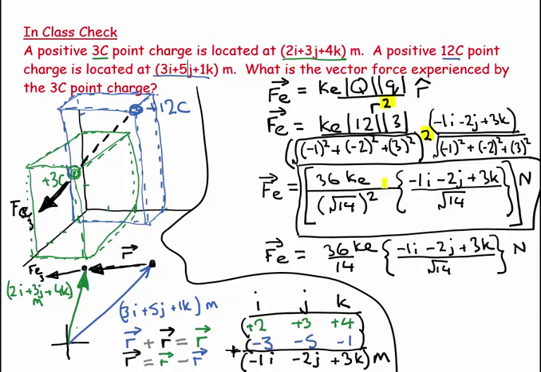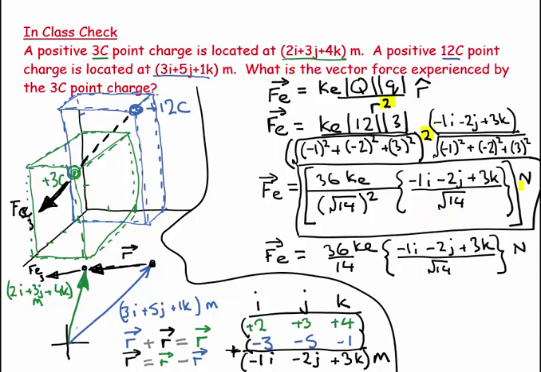And then I simply say, well, let's clean up a bit. So 1 squared, 1 plus 4 plus 9 is equal to 14. So this is the square root of 14 squared, which is 14. And over here, this is the square root of 14.